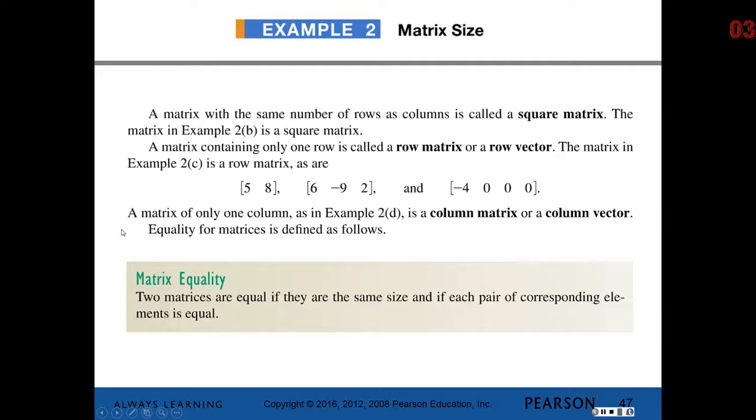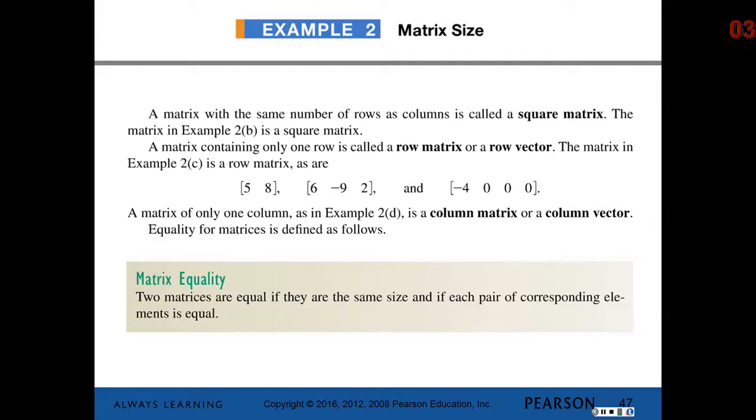So for example, in matrix size, as I said before, a matrix with the same number of rows as columns is called square. That would have been matrix B. A matrix with only 1 row is a row matrix, and a matrix with only 1 column is called a column matrix, and they're also again called vectors.